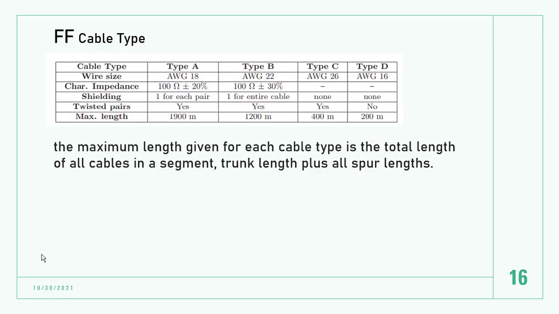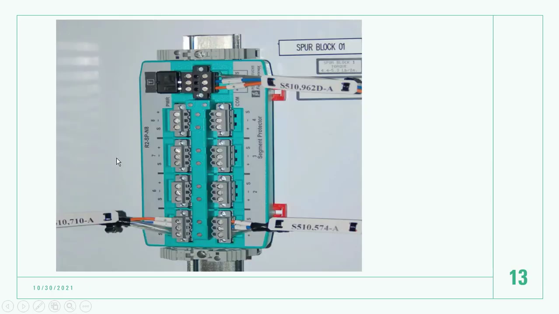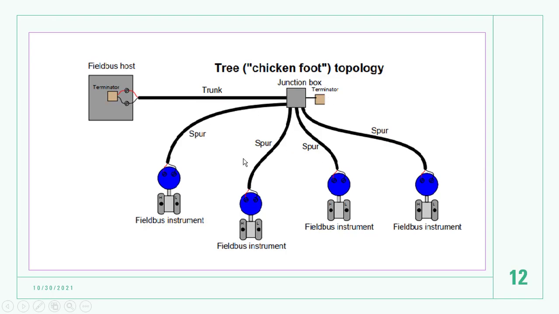Okay. Foundation Fieldbus cable types. We have four types of cable: Type A, Type B, Type C, Type D. It doesn't matter which one, you just look at the max length. Here is the max length: 1,900 meters, 1,200 meters, 400 meters, 200 meters. The maximum length given for each cable type is the total length of all the cable in a segment, the trunk length plus all the spur lengths. So 1,900 meters is just the total length of all of this.